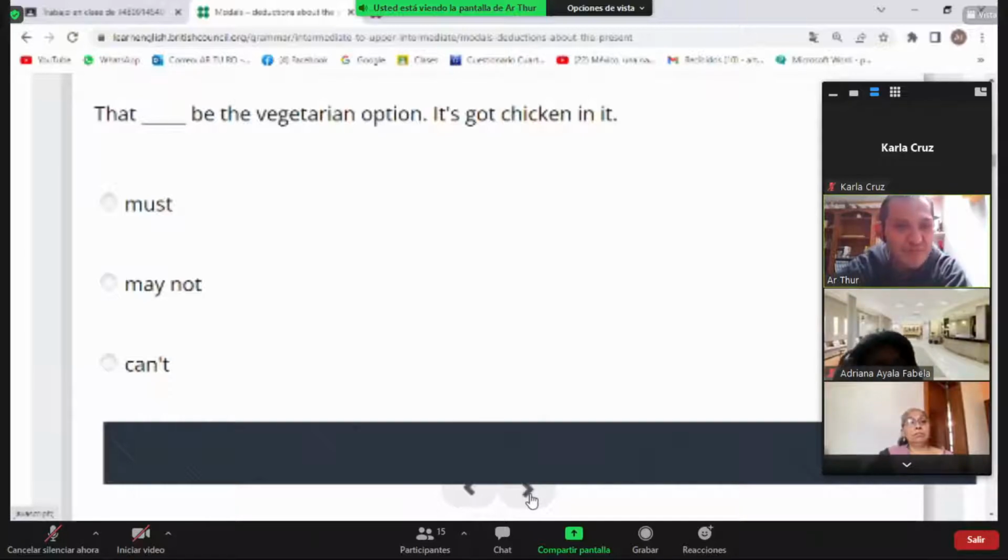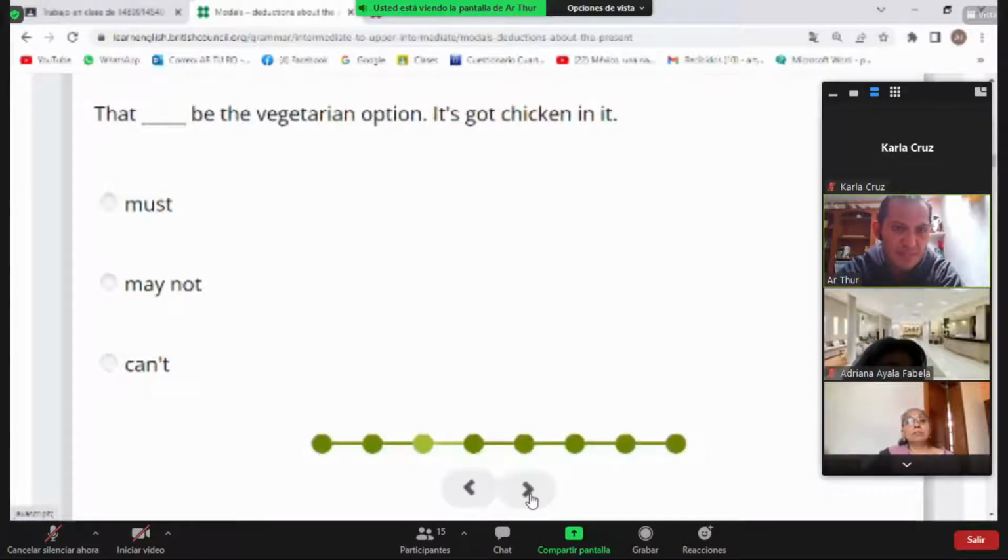That must be the vegetarian option. That may not be the vegetarian option. It's got chicken in it. Or that can't be the vegetarian option. It's got chicken in it.